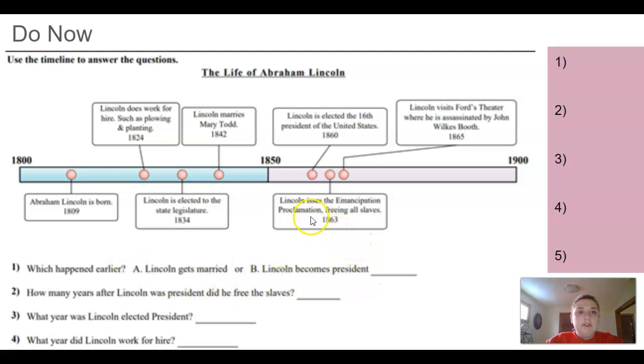So for the do now, you have a timeline of the life of Abraham Lincoln. So if you could just pause the video and complete the 5 questions that go with this timeline for practice.